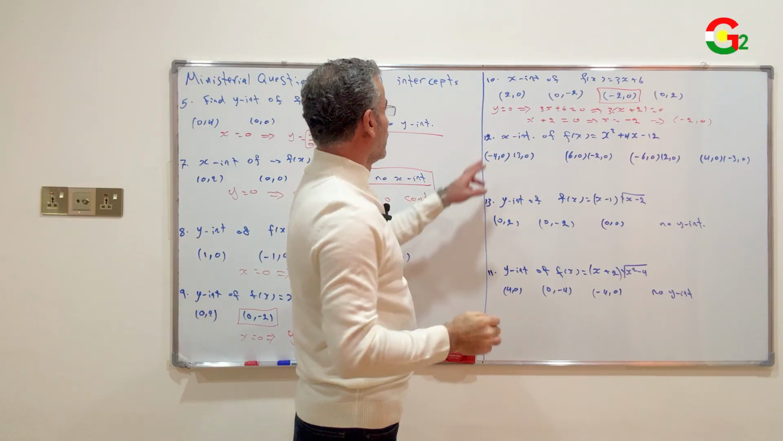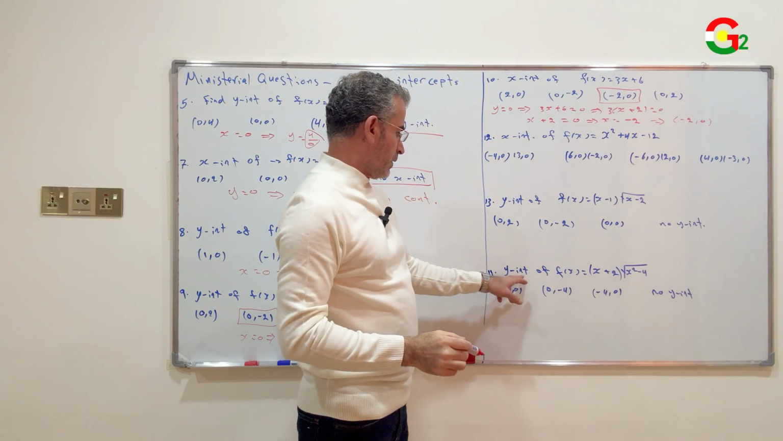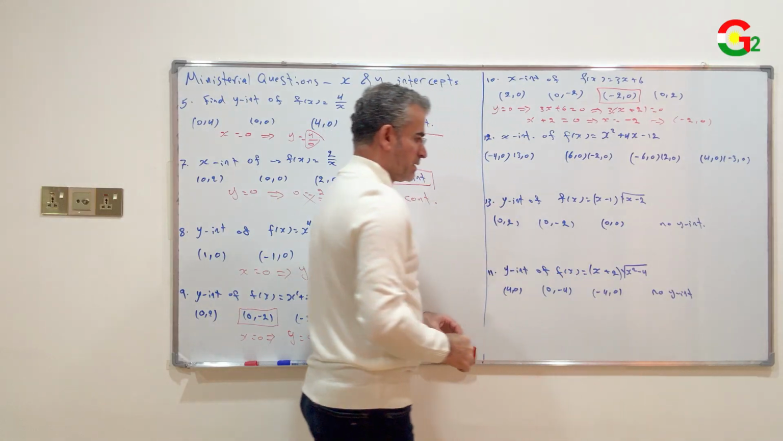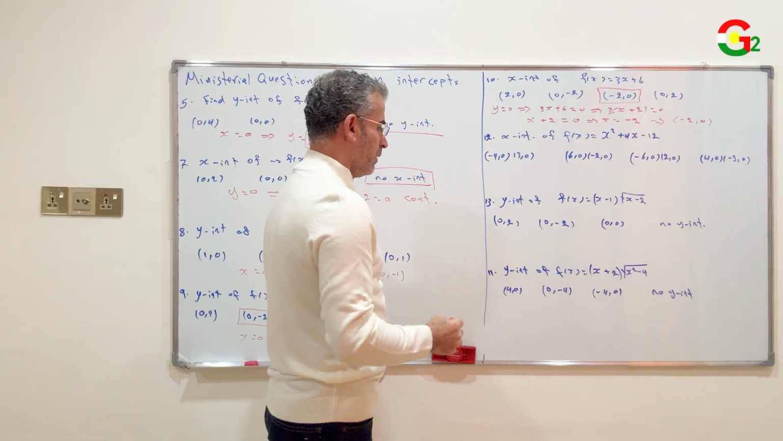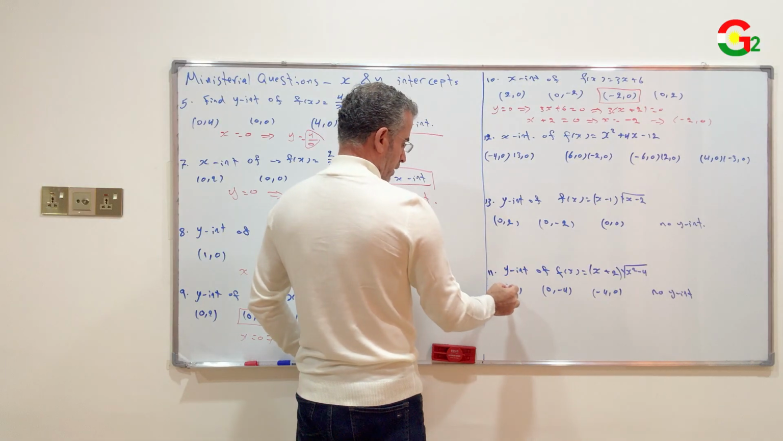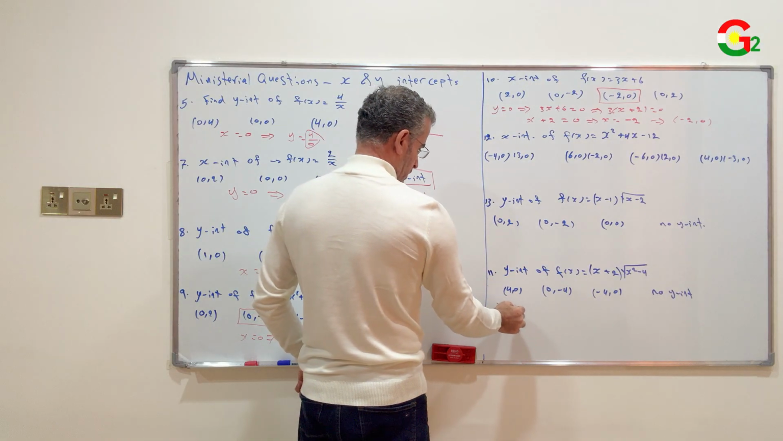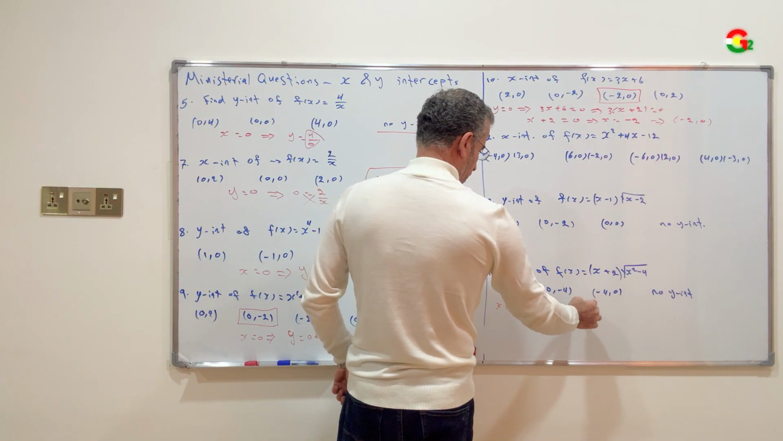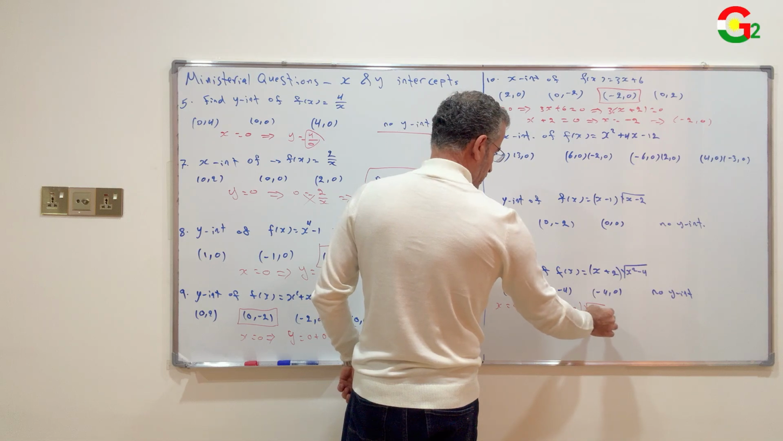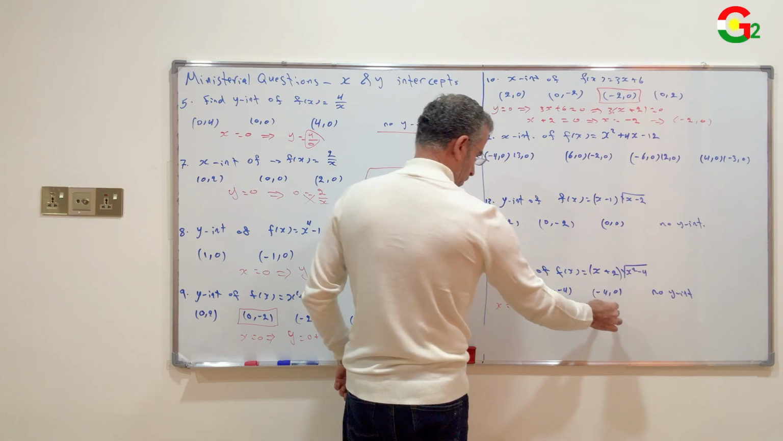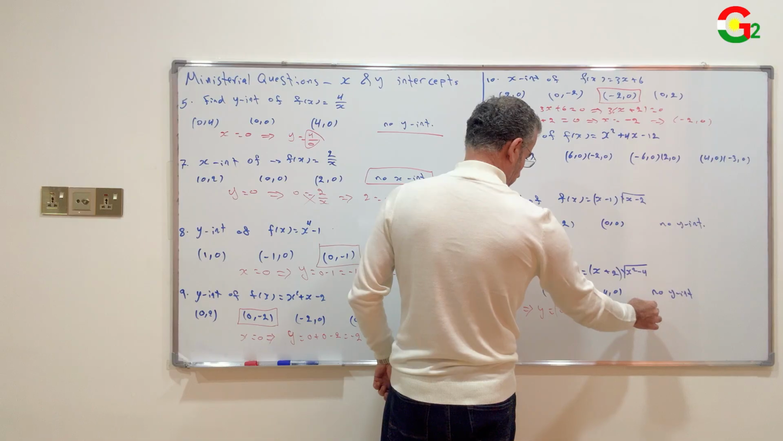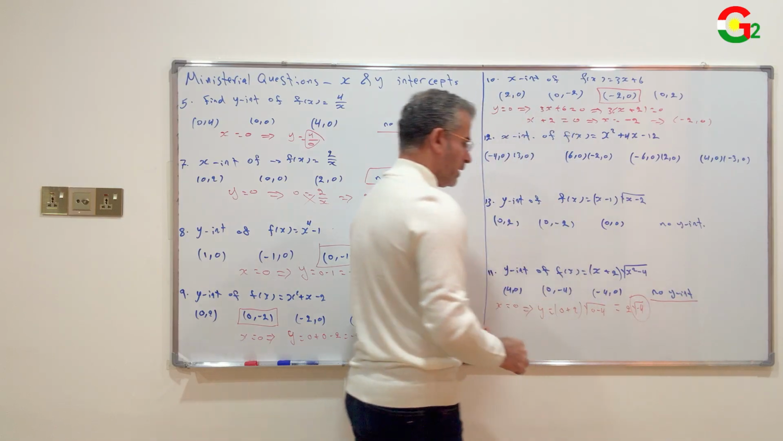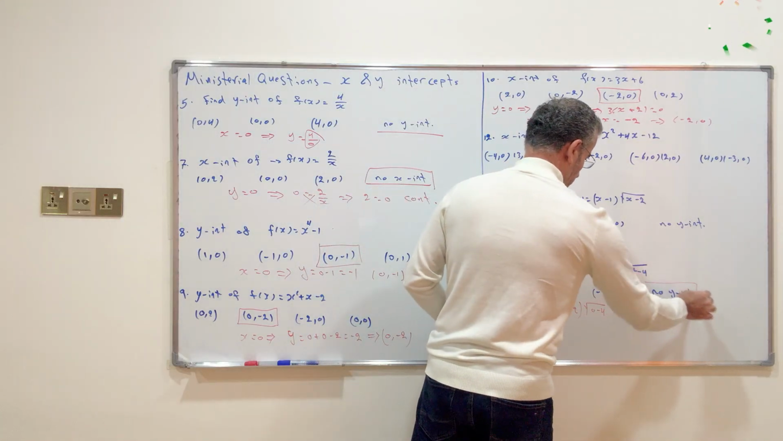Question number 11. Find the y-intercept of the function f of x equals (x plus 2) times the square root of x squared minus 4. For the y-intercept, set x equal to 0. Then y equals 0 plus 2 times the square root of 0 minus 4, equal to 2 times the square root of negative 4, an undefined term. Therefore, there is no y-intercept. Choice D.